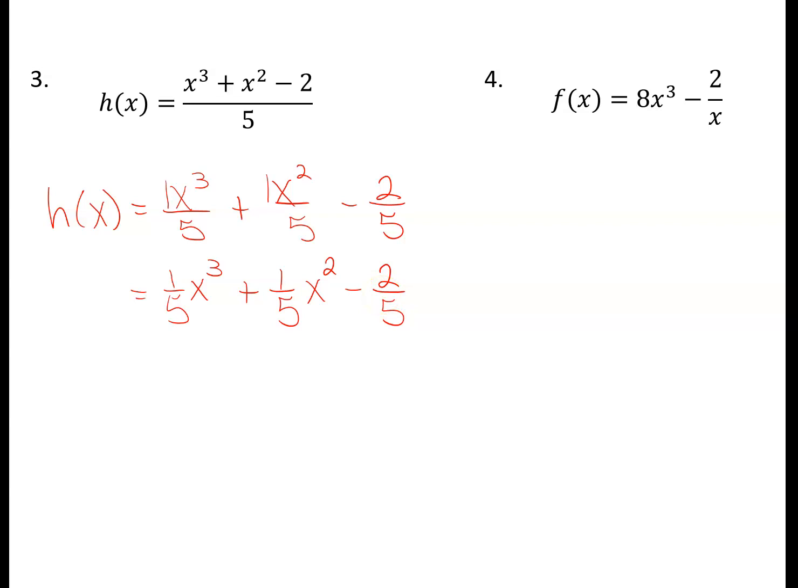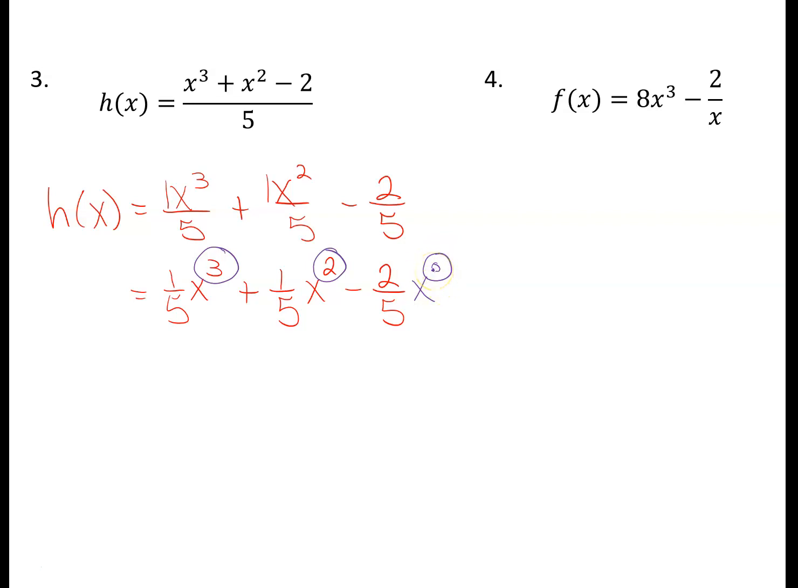So now let's look at our exponents. First term, exponent is 3. That's a whole number. Second term, exponent is 2. That's a whole number. Third, we don't have a variable here. However, it could be written as x to the 0 power. And remember, 0 is a whole number.